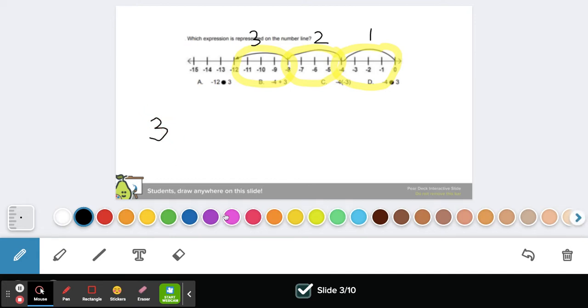Okay, and remember how I told you guys, it's really hard to show negative groups, so we're just going to keep it positive, all right? So now that I have this, I need to look at not only my jumps, but I need to know how much is in each jump. So it's going from 0 to -4. So that means in here, I have -4 inside of my group.